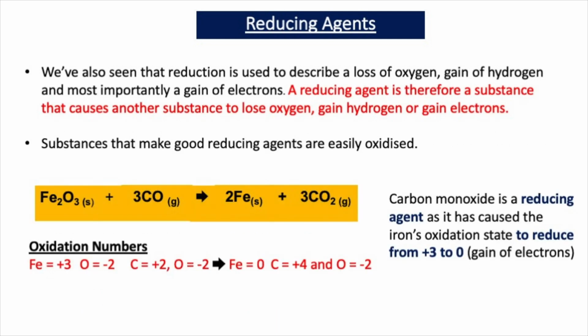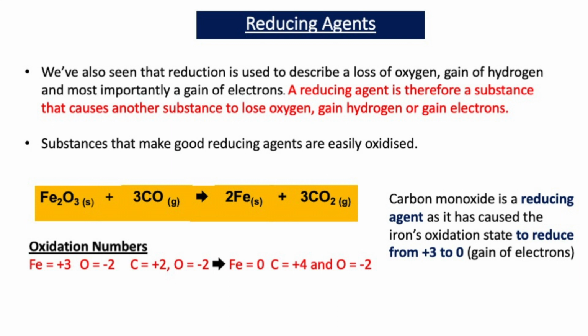Now at GCSE, we would describe reduction as a loss of oxygen or a gain of hydrogen. However, at AS and A level, we really need to think of reduction as a gain of electrons. So a reducing agent is therefore a substance that causes another substance to lose oxygen, gain hydrogen, and most importantly, gain electrons. Now, substances that make good reducing agents are easily oxidized.